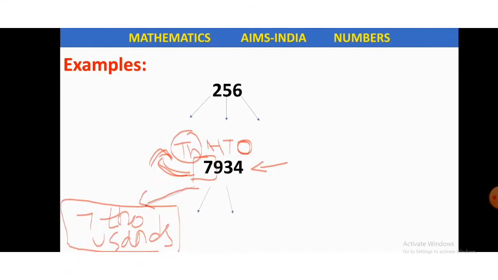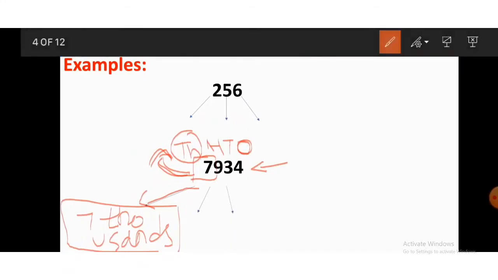Coming to the next number, which is 9. 9 is in which place, children? 9 is in hundreds place. Now, what will the place value be? The place value will be 9 hundreds.